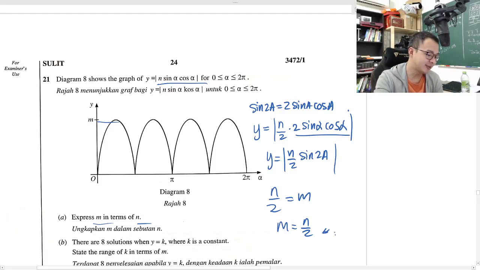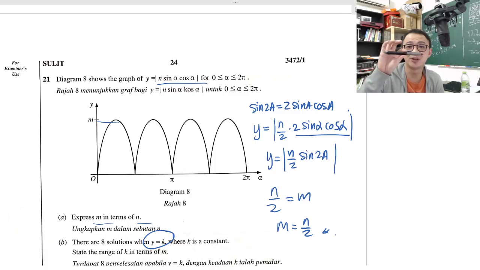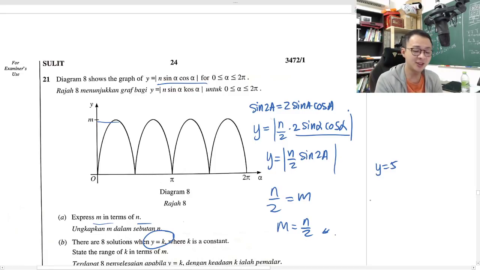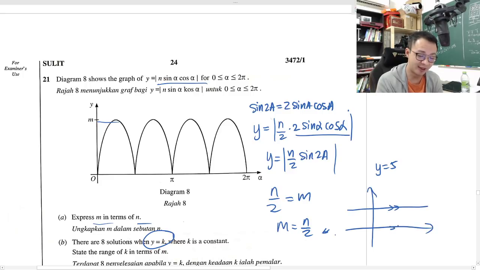And then they ask there are 8 solutions when y equals k, where k is a constant. First thing you have to understand, what does the line look like when y equals k? Because when y equals k, basically it's a horizontal line. Just imagine if y equals 5, if you draw this line, how are you going to draw? You're going to do something like this, right? A parallel line passing through 5 here. Same idea for y equals k, basically a horizontal line.